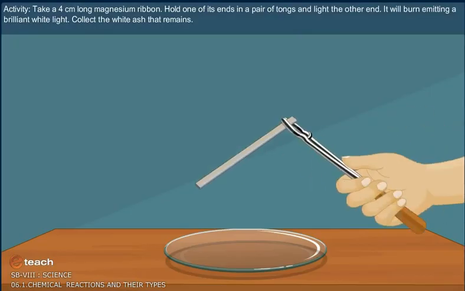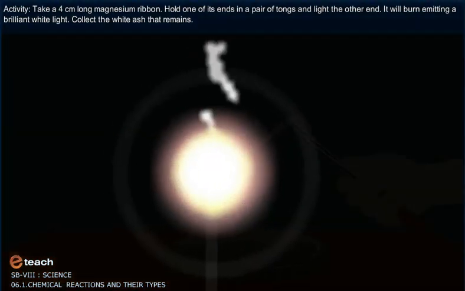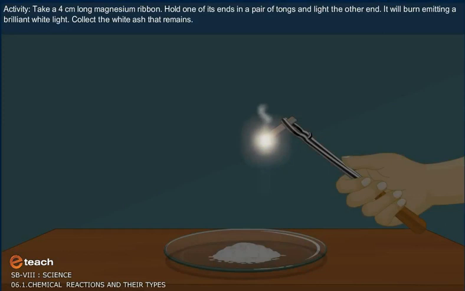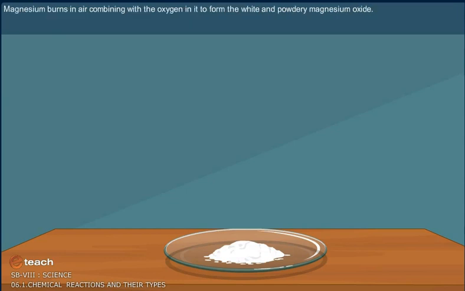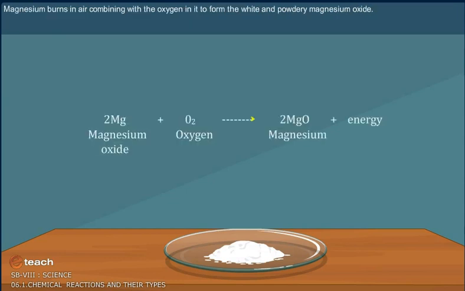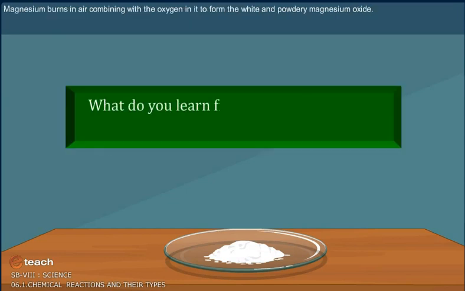Activity: take a 4 cm long magnesium ribbon. Hold one of its ends in a pair of tongs and light the other end. It will burn, emitting a brilliant white light. Collect the white ash that remains. Magnesium burns in air, combining with the oxygen in it to form the white and powdery magnesium oxide.